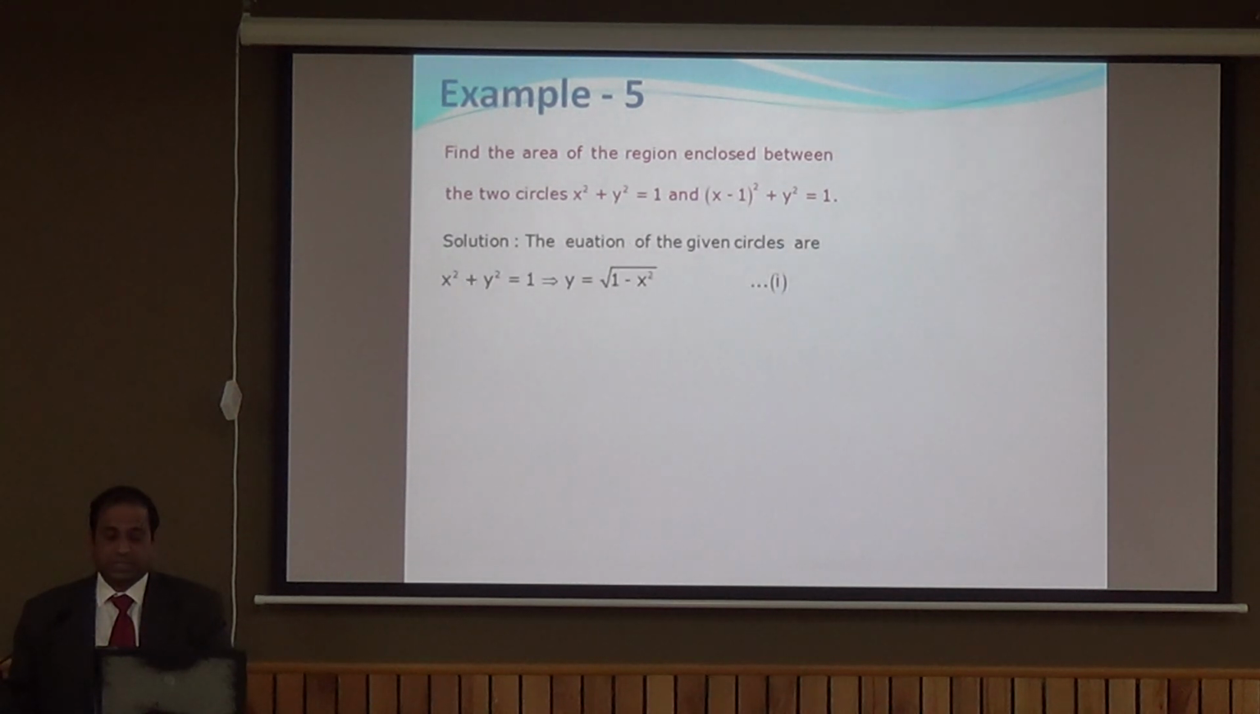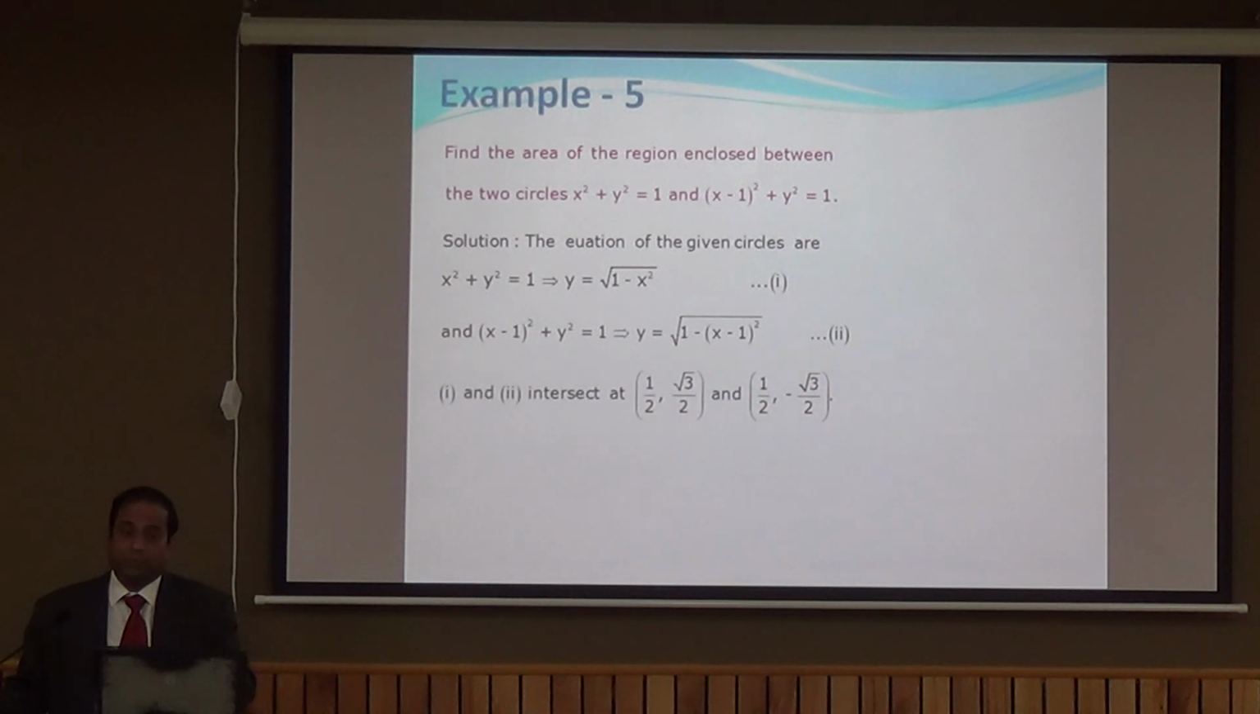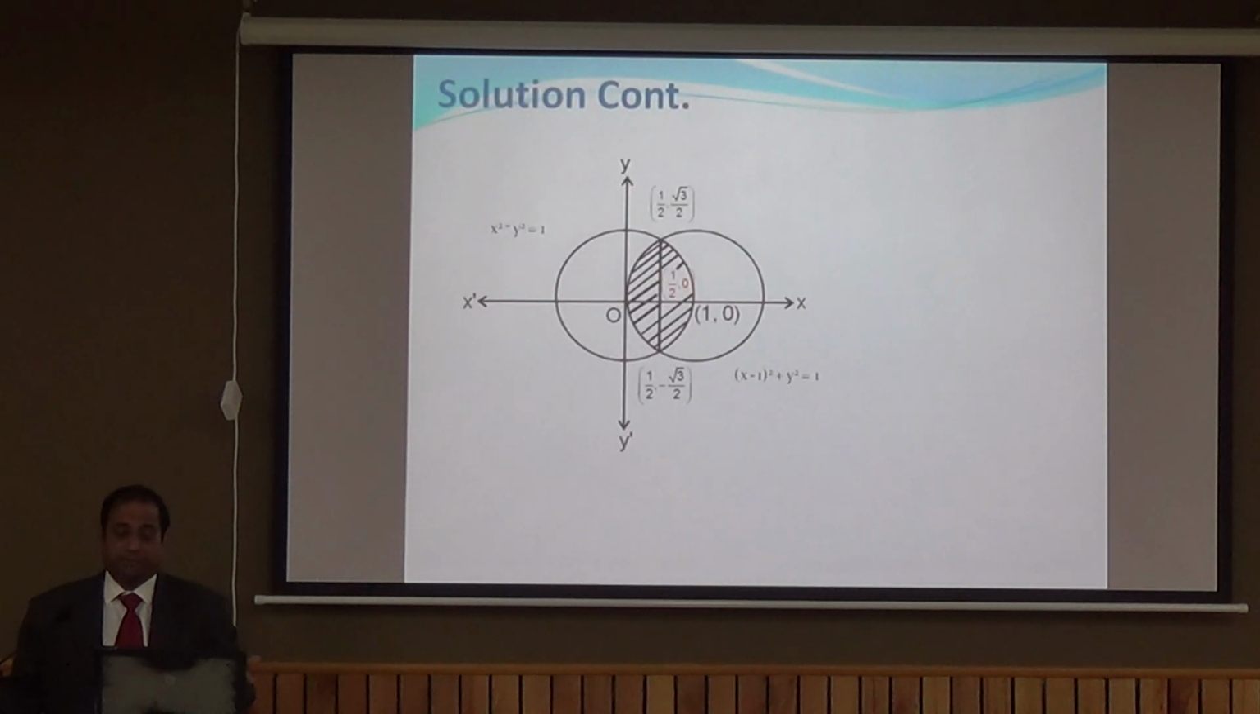The equations of the circles are given. We will calculate the value of y in terms of x, under root 1 minus x square. We will also find the value of y as under root 1 minus (x minus 1) whole square. Then we will equate them to find the points of intersection between the two circles. We get (1/2, root 3 by 2) and (1/2, minus root 3 by 2). After that, we will draw the diagram of the two circles and shade the region whose area we have to calculate.